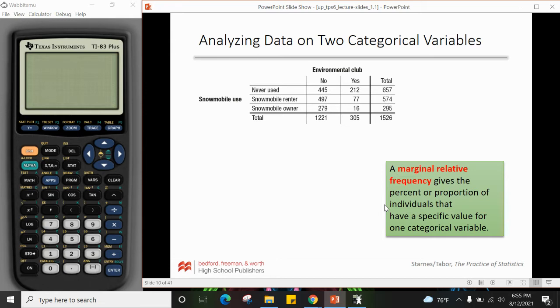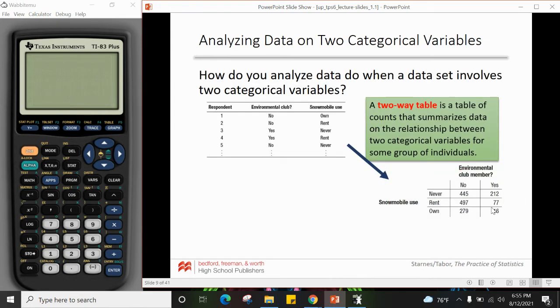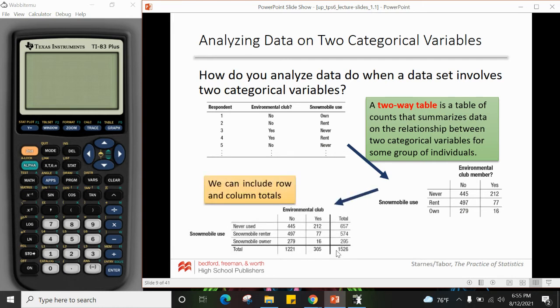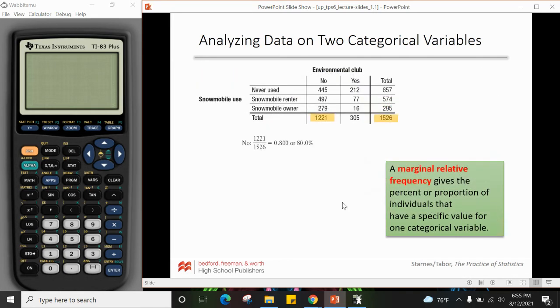So a marginal relative frequency gives the percentage or proportion of individuals that have a specific value of a categorical variable. Maybe a little hard, but I think just giving an example helps. We call them the marginal relative frequencies because they're in the margins, right? If we go back, this is our table. Boom, we add these two columns. This is the margin of the table. That's how I kind of remember it. So the marginal relative frequencies are exactly that. They're the frequencies in the margins.